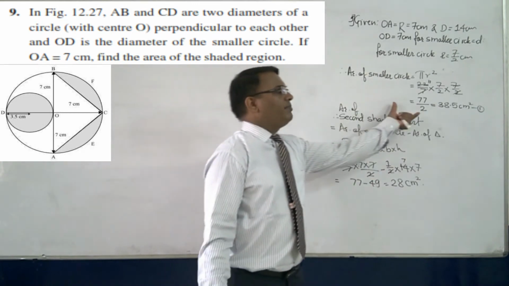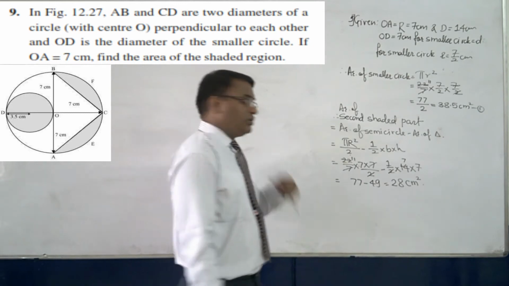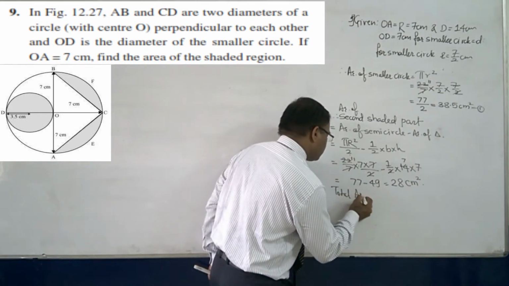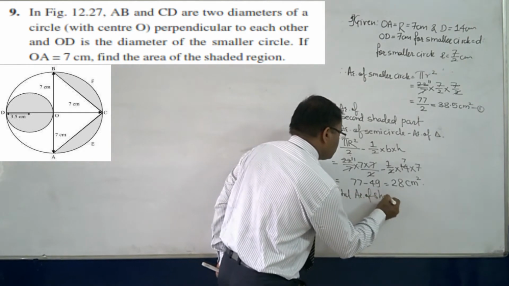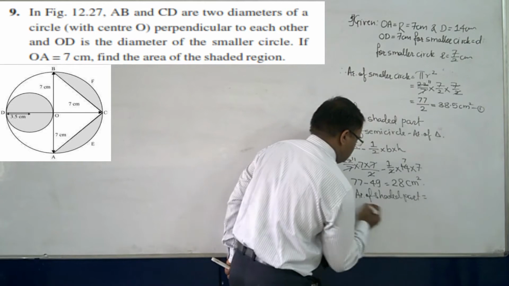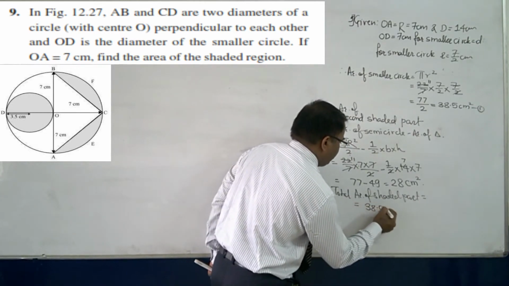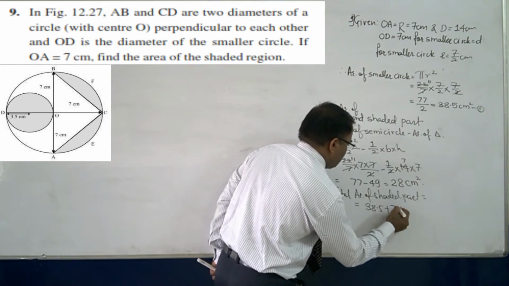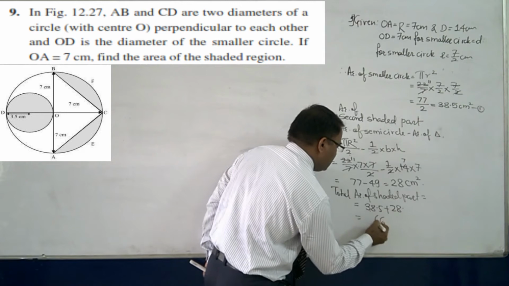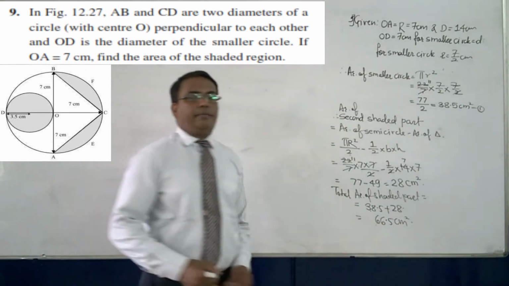Now this is part 1 of the shaded part, and this is part 2 of the shaded part. So the total area of the shaded part can be given as 38.5 plus 28, which is 66.5 centimeter square.